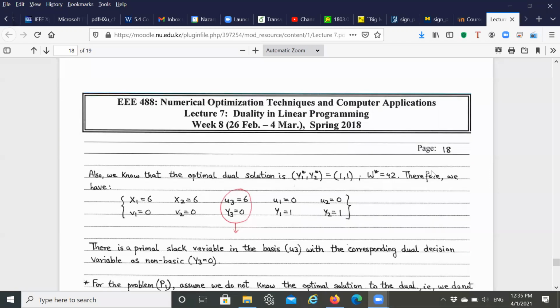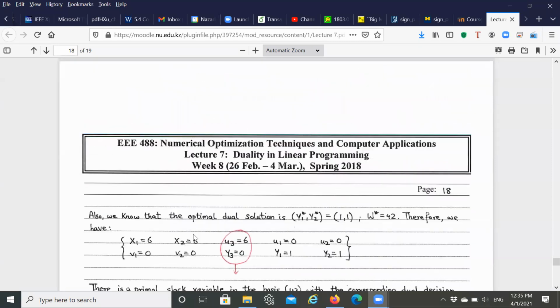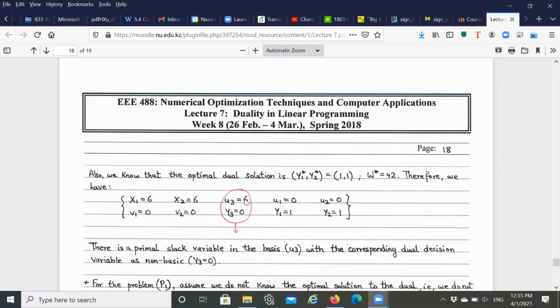All right. And so if you write it down, x1 is equal to 6, x2 is equal to 6, u3 is equal to 6, and u1, u2 would be equal to 0. These are non-basic. And similarly, y3 would be equal to 0. We see y3 over here is equal to 0. y1 and y2 are non-zero.